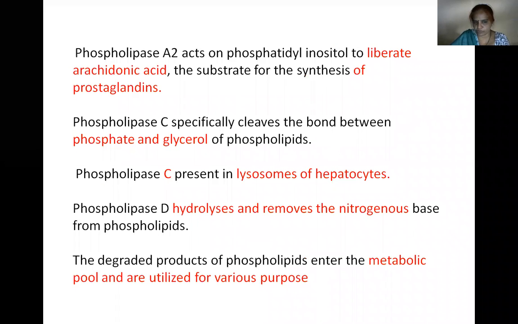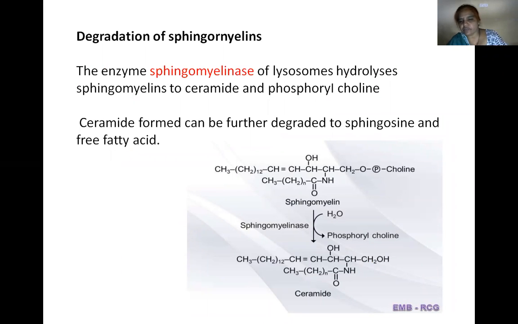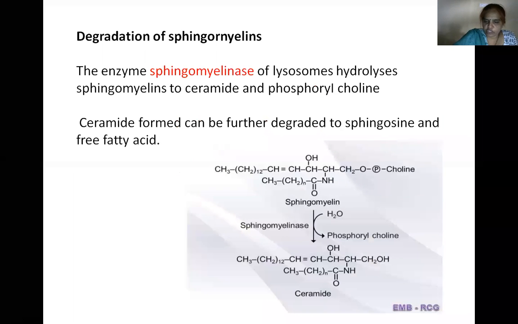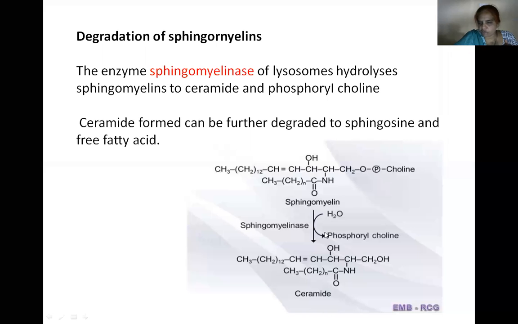the pancreatic juice. After the degradation, the products of the phospholipid enter the metabolic pool and are utilized for various purposes. Now see the degradation of the sphingomyelins. Sphingomyelinase is the most important enzyme. This sphingomyelinase cleaves the sphingomyelin and produces phosphoryl choline and ceramide.